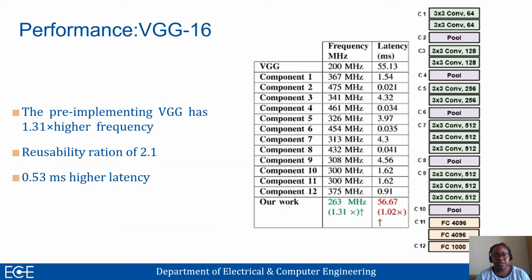Now we're going to present the performance of the VGG network. The first table presents how the VGG network has been pre-implemented, showing all the different components, the maximum frequency of each component, and the latency achieved by each one. As you can see, there's an improvement in the overall maximum frequency, but there is also a slight increase in the latency.